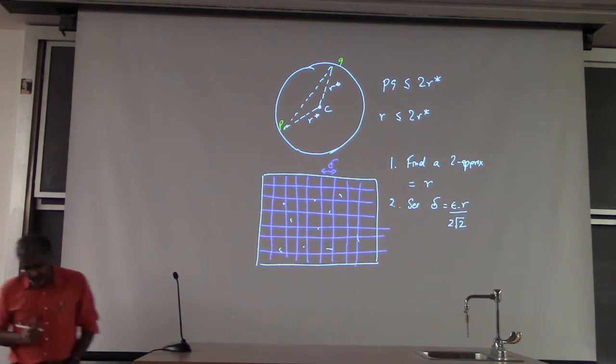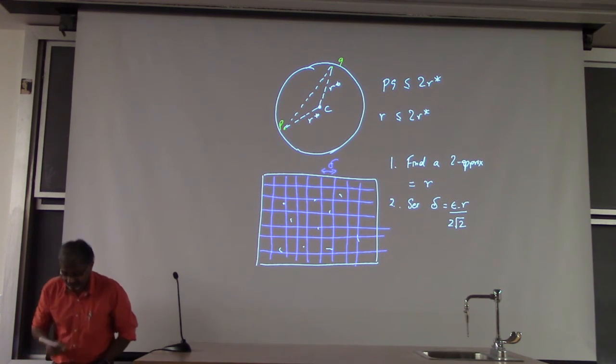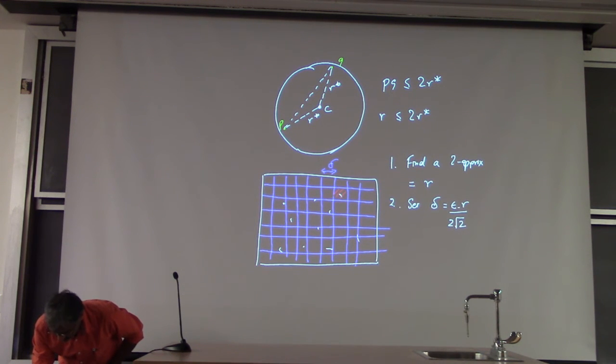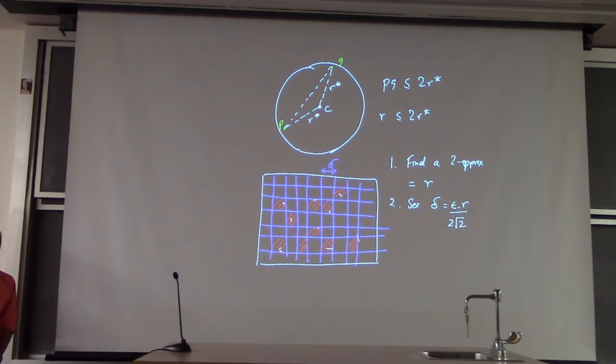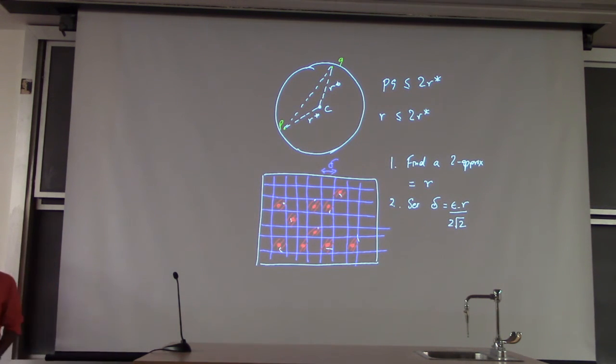Now what I do is identify the grid cells that contain actual points, and I replace these grid cells by a single point in the center. Now I throw away the grid. Throw away the original points. Only keep these special points.